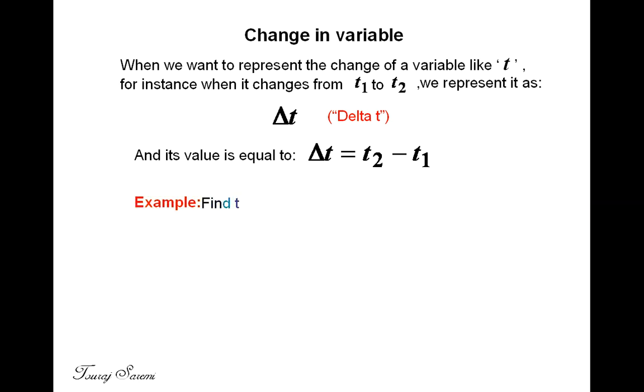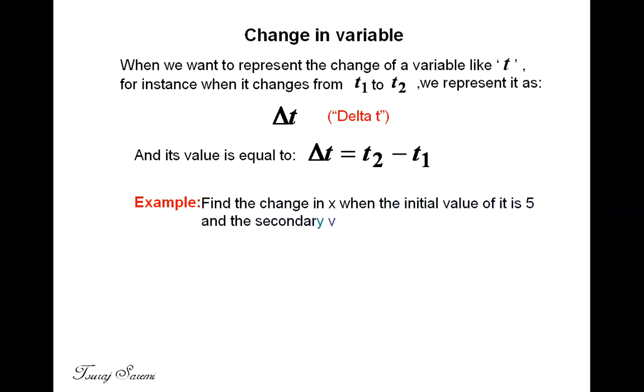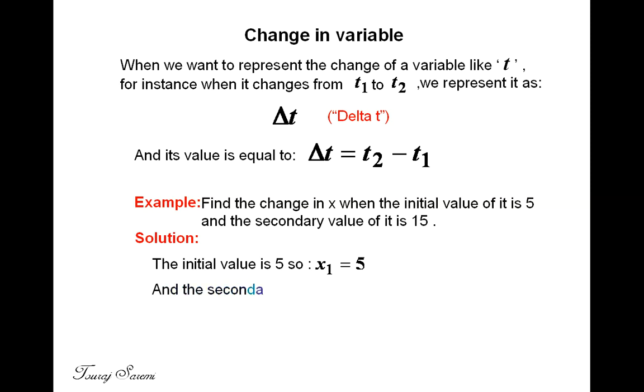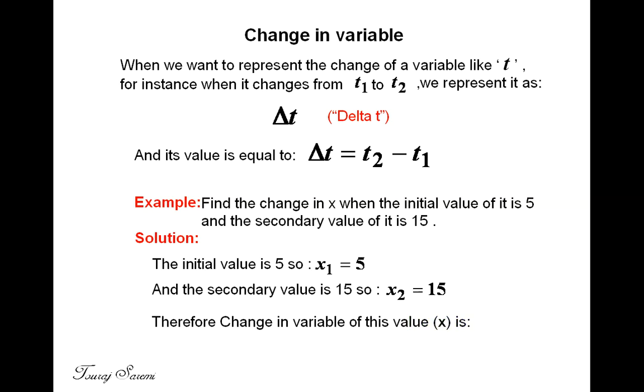Example. Find the change in x when the initial value of it is 5 and the secondary value of it is 15. Solution. The initial value is 5, so x1 equals 5. And the secondary value is 15, so x2 equals 15. Therefore change in variable of this value x is 10.